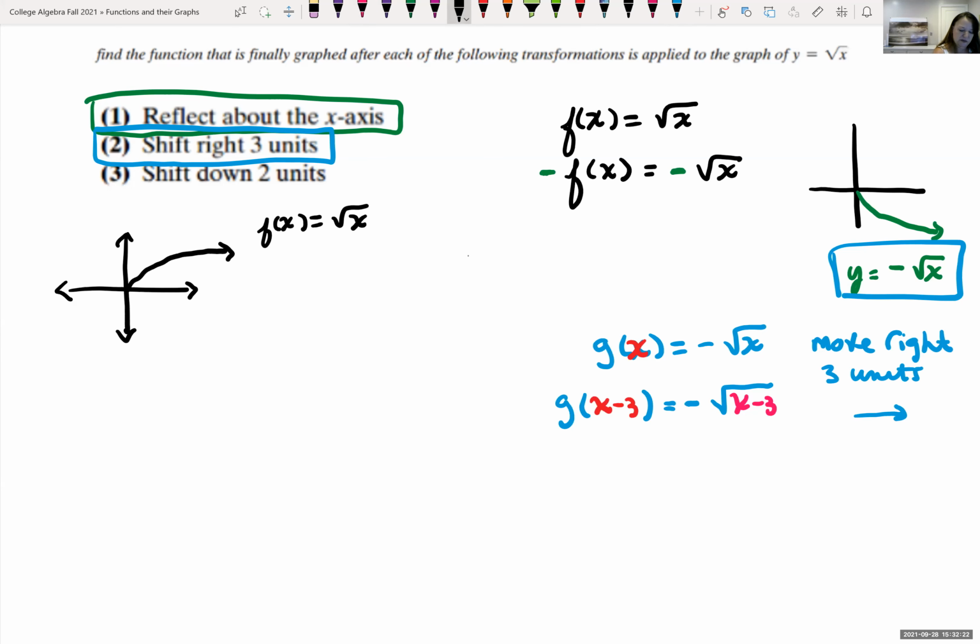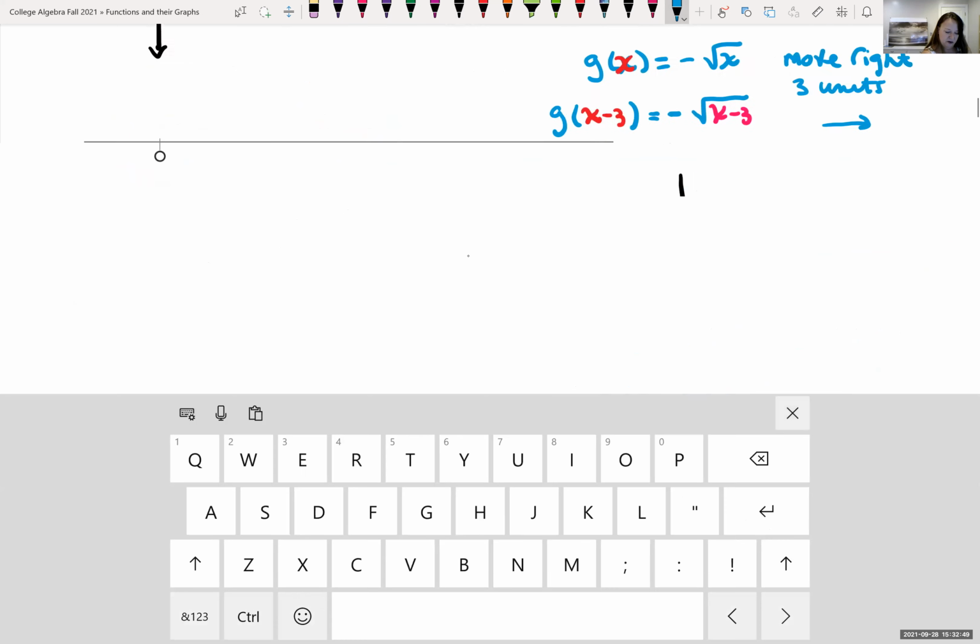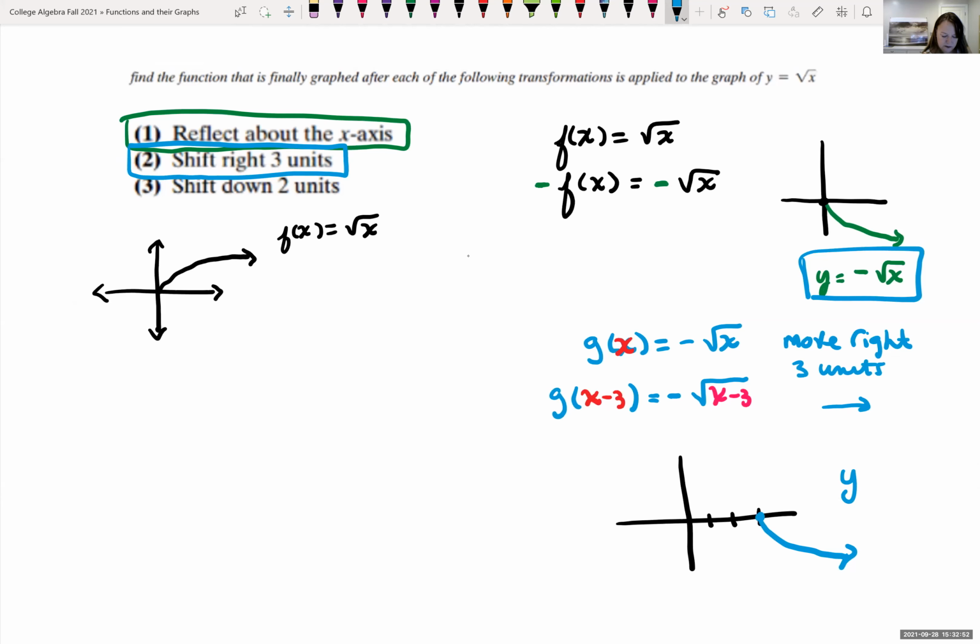So we're taking this graph and we're shifting it to the right 3 units. Before, this point was at the origin. Now it's going to be at 3, 0. So it's going to look like this. So this is our graph, y equals negative square root of x minus 3.